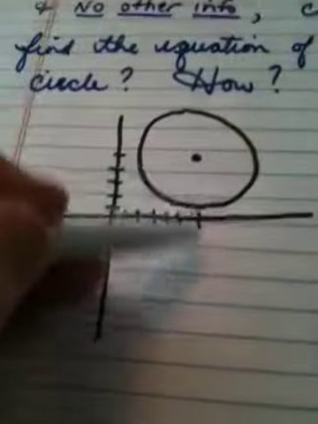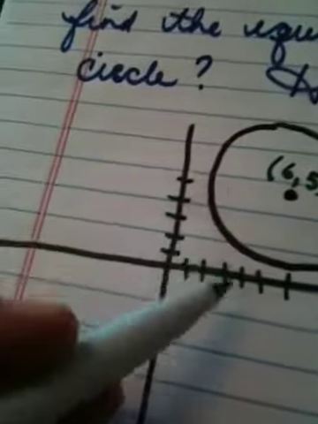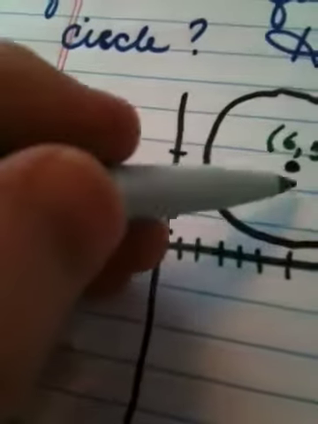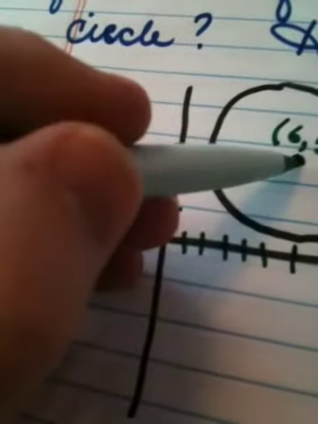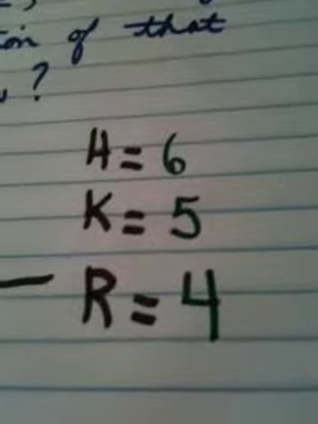So just by counting on where you are on graph paper and writing this as an ordered pair, you already know H and K. You with me? And then to find R, you would just count. So it looks like the radius to me here would be about from here to here. If I looked at this and compared it on the axis, it looks like I've gone 4 spaces. So the radius is 4.